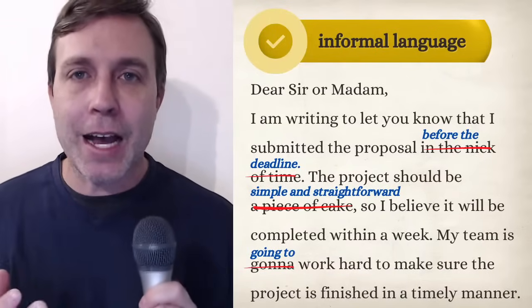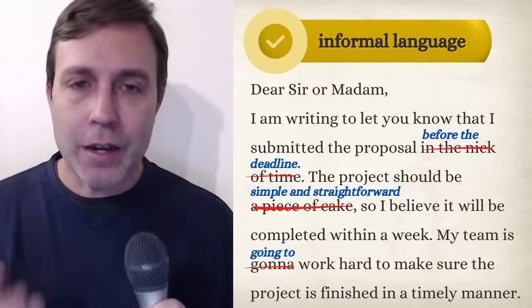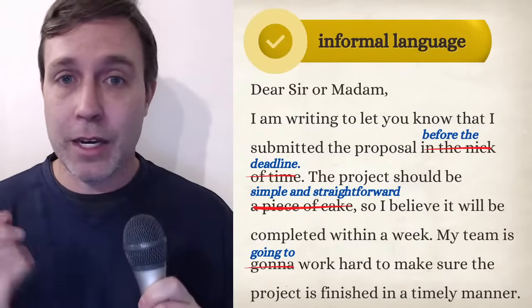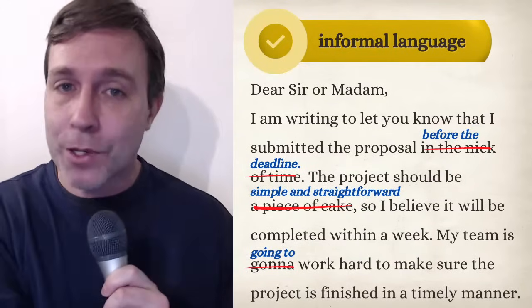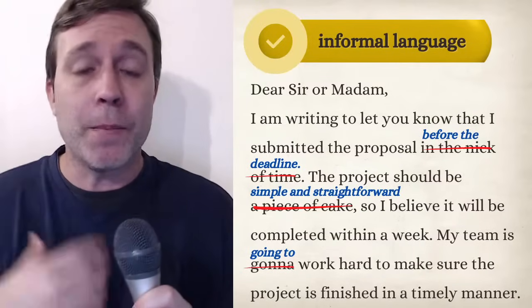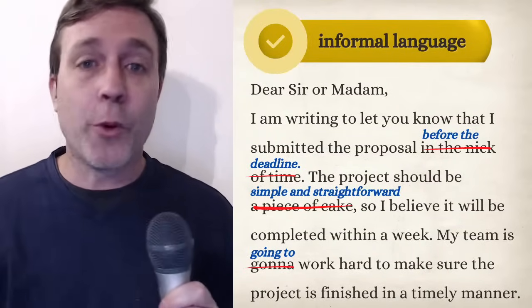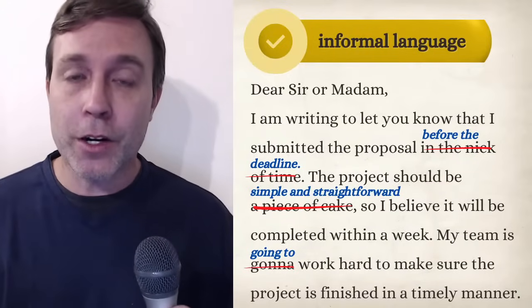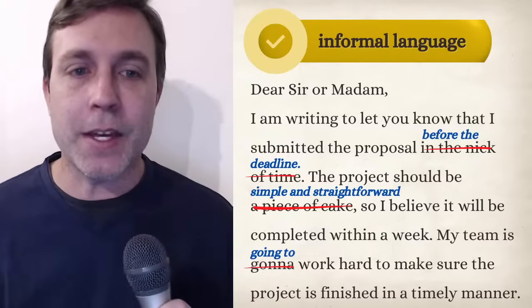In the nick of time is an idiom. And if you're writing in a formal email or letter, I would recommend avoiding idioms altogether. They're more casual. So instead of you submitted the proposal in the nick of time, I submitted the proposal before the deadline. There are other phrases that you could use to finish that sentence, but I would get rid of in the nick of time.